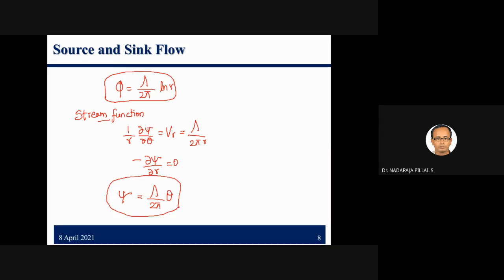So by this way, we get the velocity potential and the stream function for the source. So this is for source. Then what about for sink? It is in the opposite direction and hence it is negative.